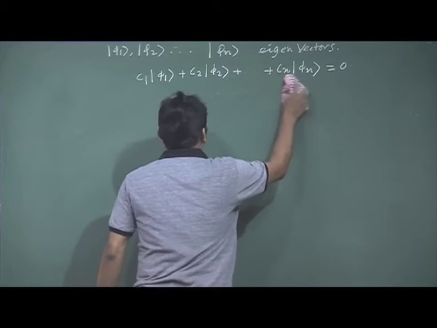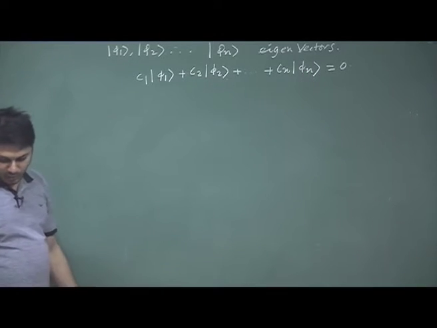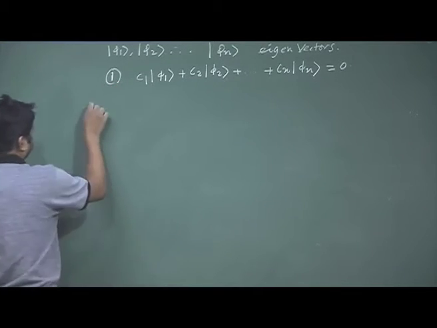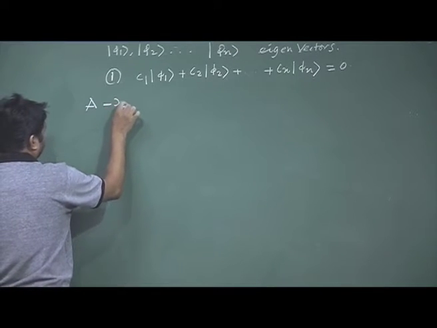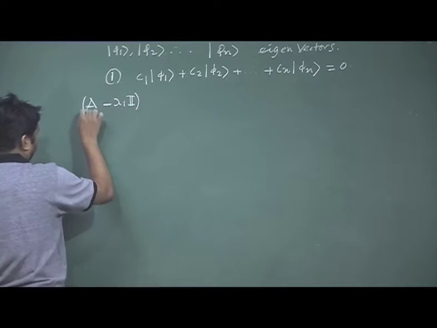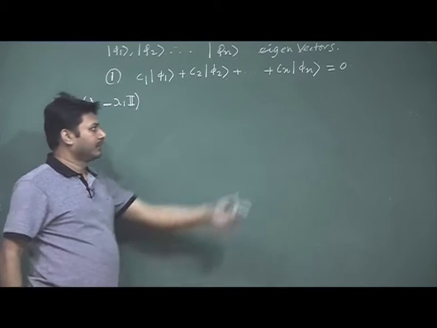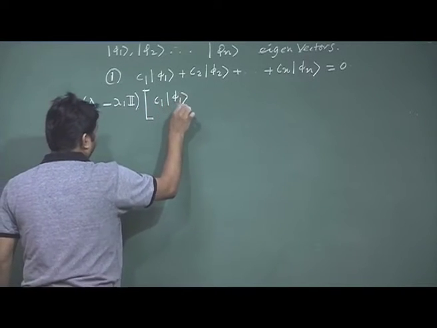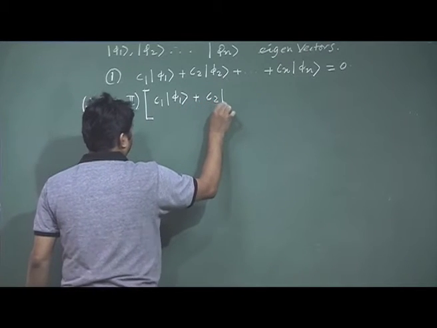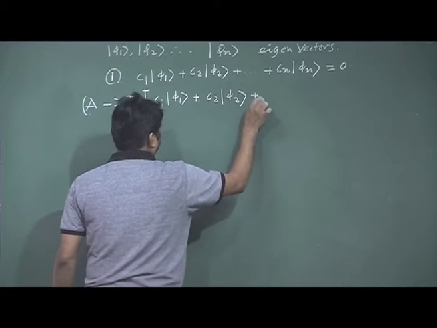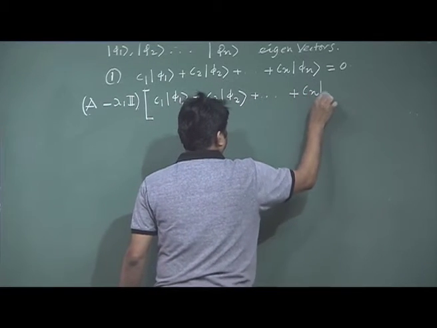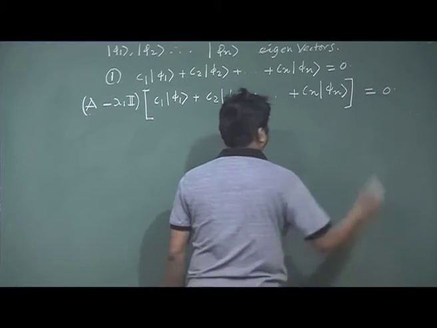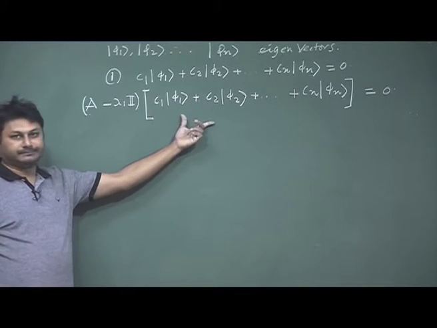How to do that? Say this is equation 1. I will operate A minus lambda 1 I over this, C1 phi 1 plus C2 phi 2 plus ... plus Cn phi n is equal to 0. I will operate this over that.